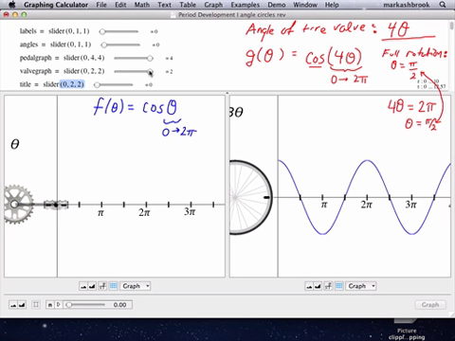So remember, for every 1 radian that one turns, this one turns 4 radians. And we said that it's going to make a full rotation when theta equals pi over 2. So can you sketch that one? Can you sketch g of theta on the same graph? See if you can do it.